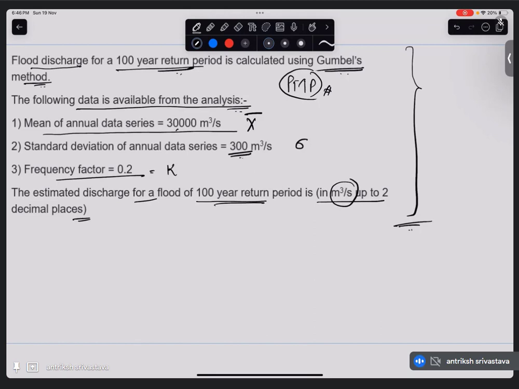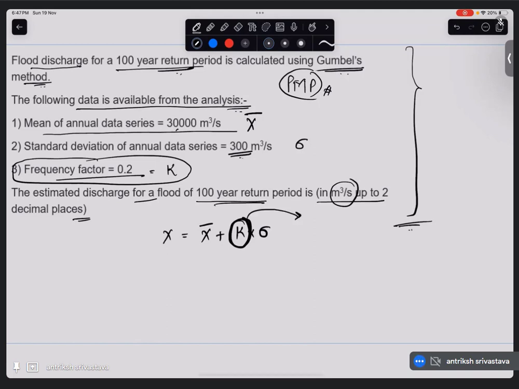In Gumbel's method, or normally when we are estimating this probable maximum flood, we use this formula: X, that is your probable maximum flood, is the mean plus your frequency factor times the standard deviation. And this K, the frequency factor, is calculated using different probability distribution functions. For our Gumbel's method, we are already given the value of K.